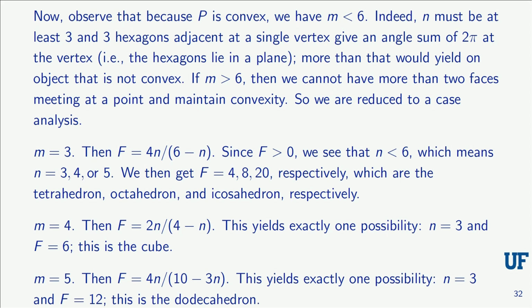Or m is 5, you're doing pentagons. There's exactly one possibility. n equals 3, and f equals 12. That's the dodecahedron. Okay? We've classified. We did what Euclid did. Yay! Okay? Interesting. So Euler's formula is really fascinating. You can deduce all kinds of stuff with it.